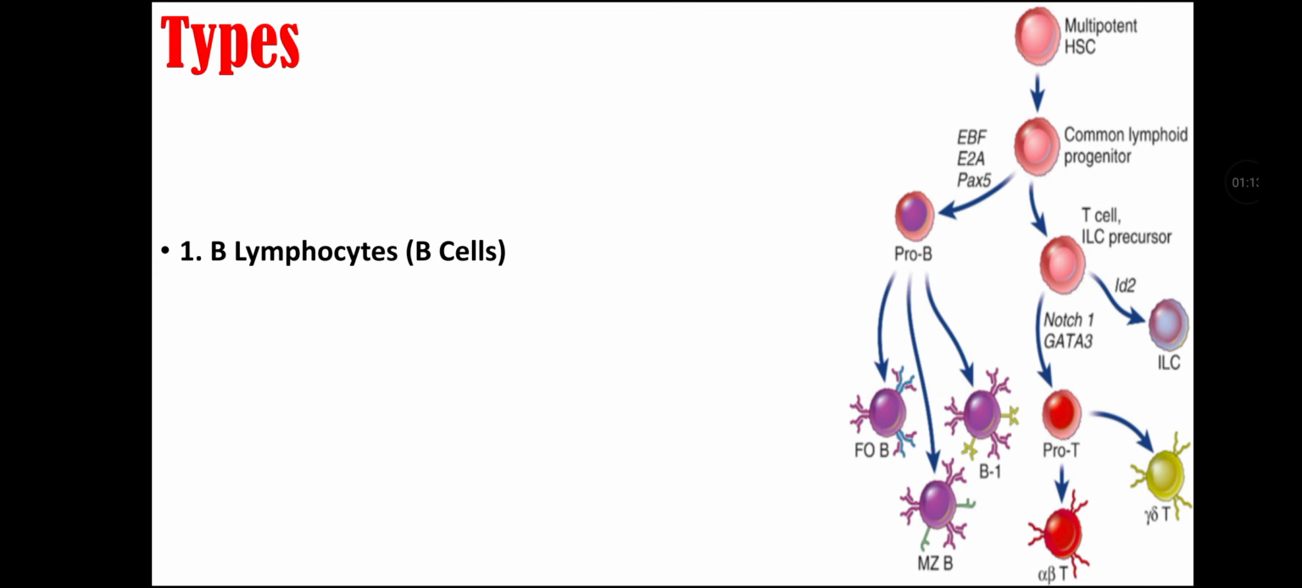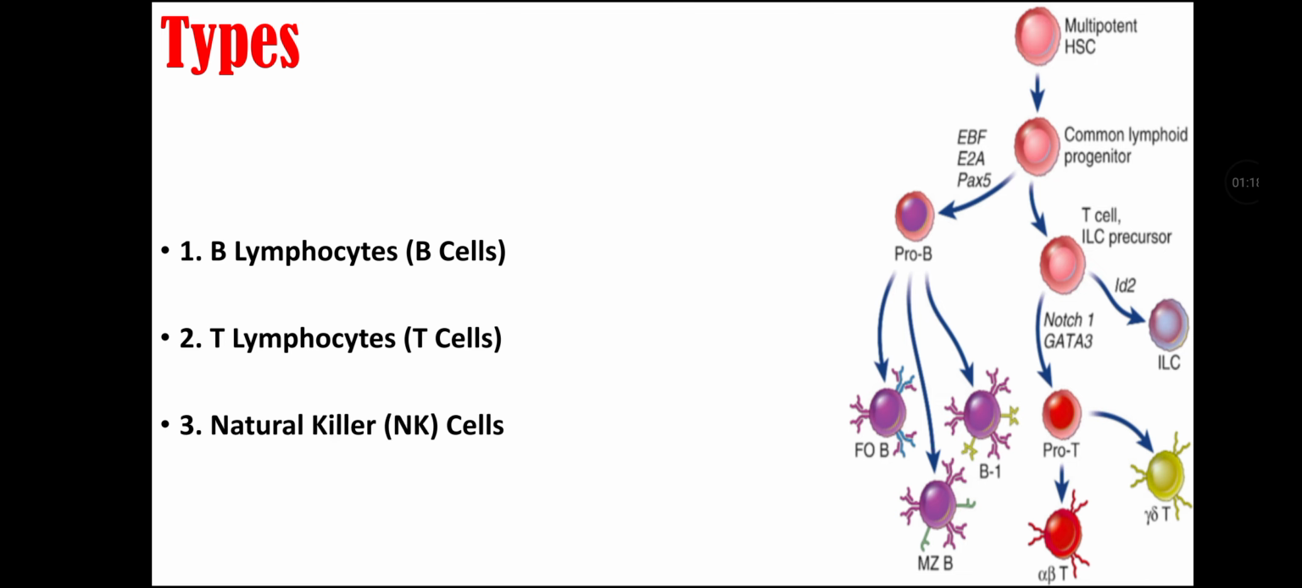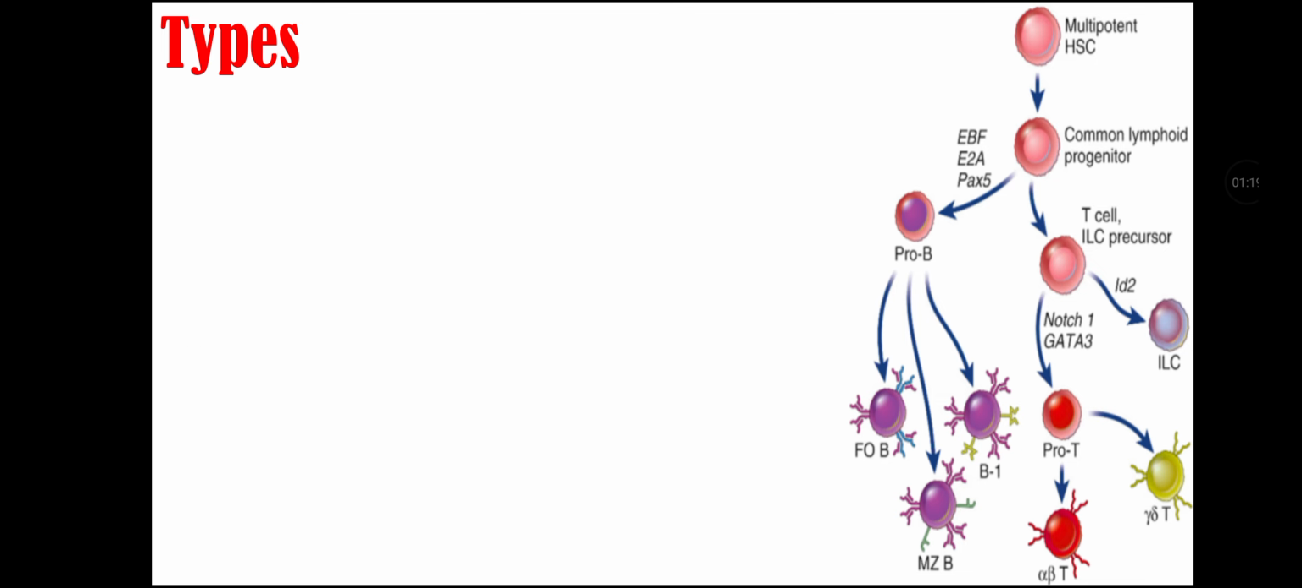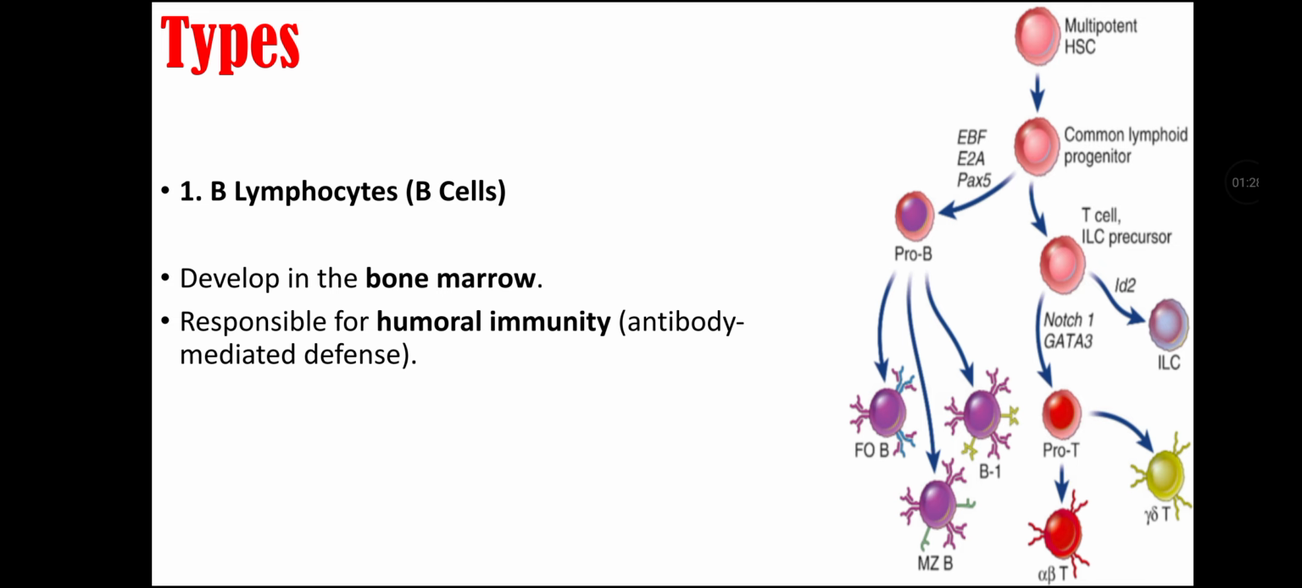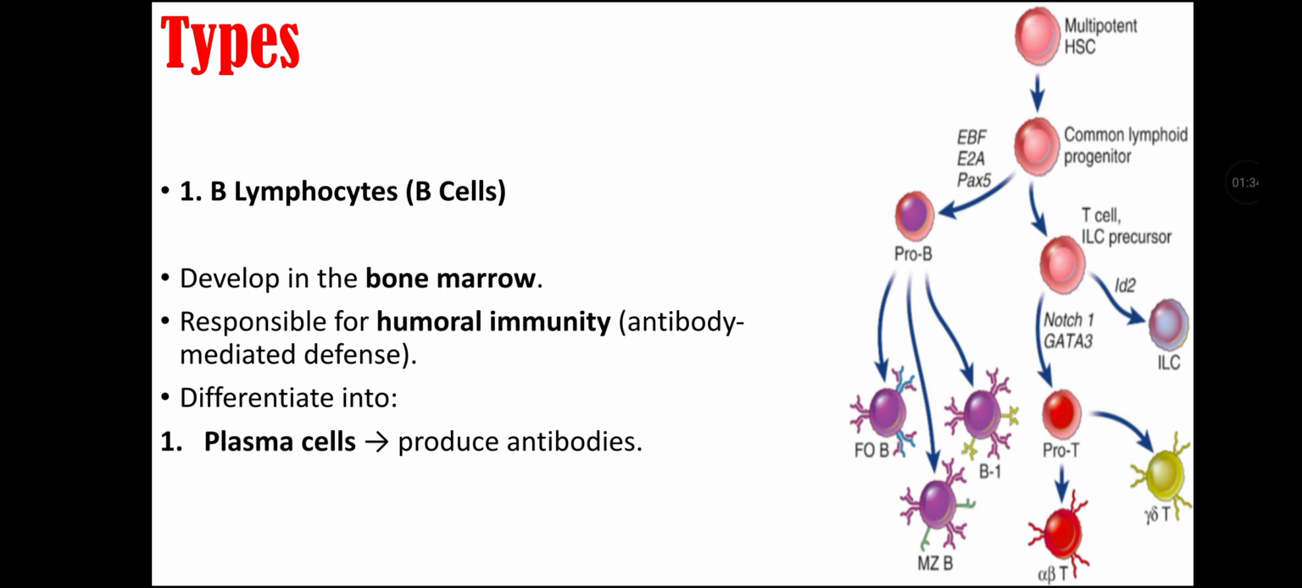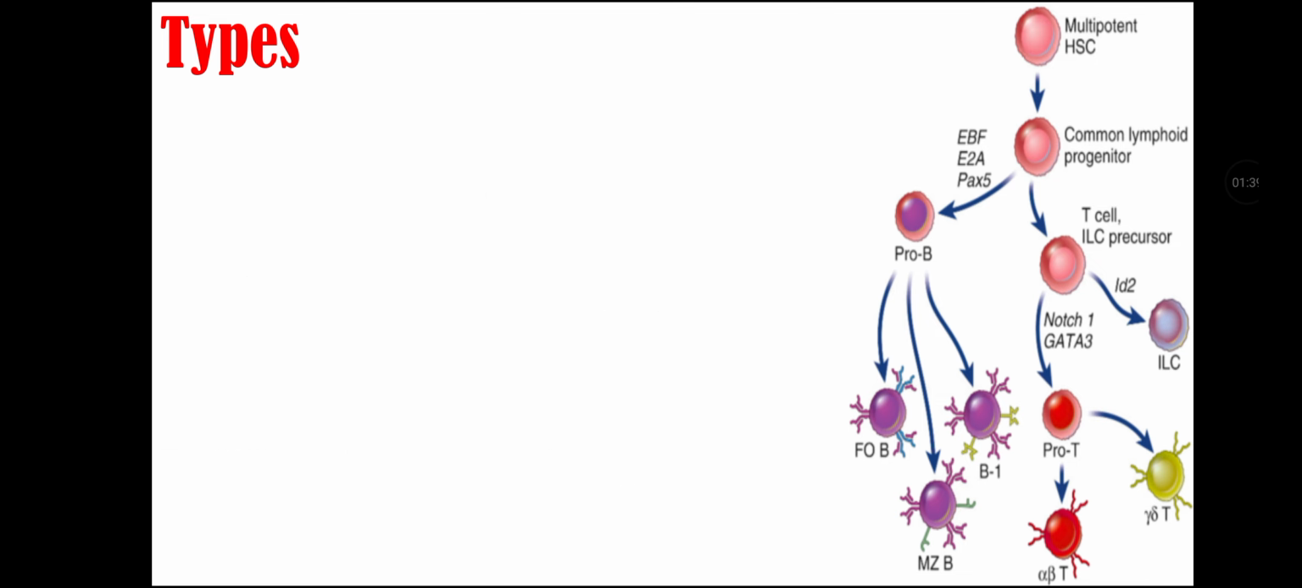Types of lymphocytes. They include B lymphocyte, T lymphocyte, and natural killer cells. First we'll talk about B lymphocytes. B lymphocytes are also called B cells. They develop in bone marrow. They are responsible for humoral immunity, that is antibody mediated defense. They differentiate into plasma cells that produce antibodies and memory B cells that provide long-term immunity.